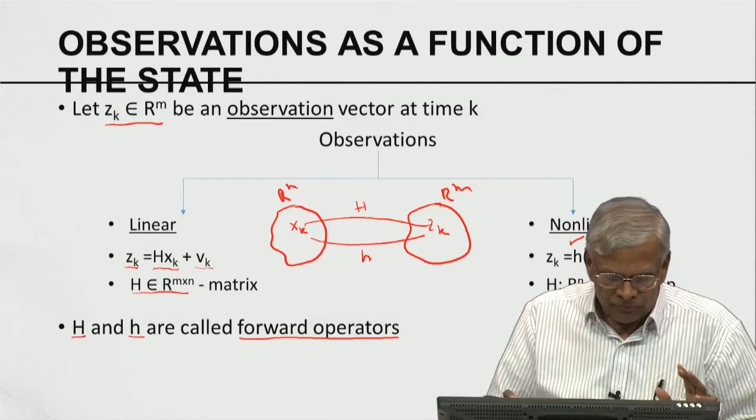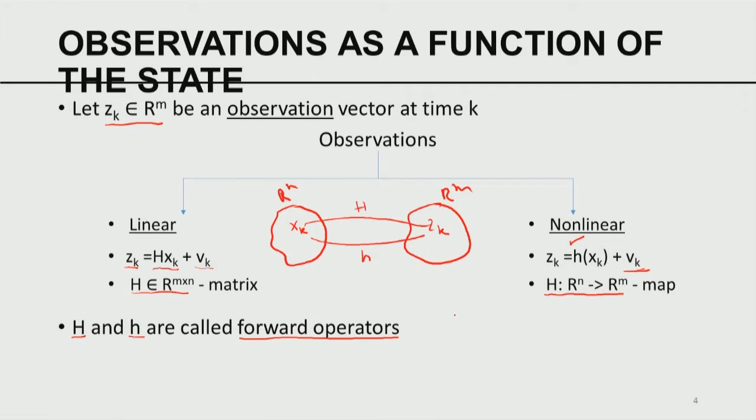You can readily see, in the case of a static problem, we considered z equals Hx as a linear problem. We considered z equals h of x as a nonlinear problem. The only difference between the static problem and the dynamic problem is that we have to keep track of the time indices at which observations were given to us. So that's the primary difference between the static and the dynamic cases.